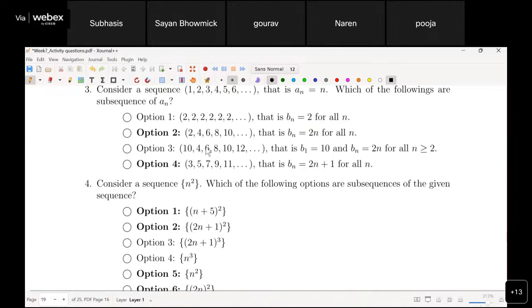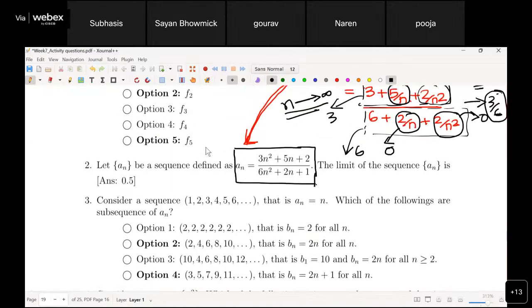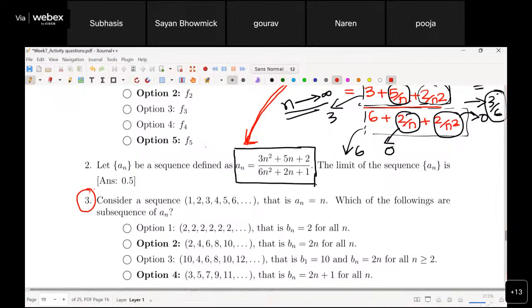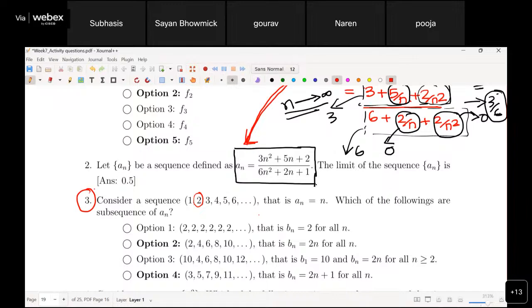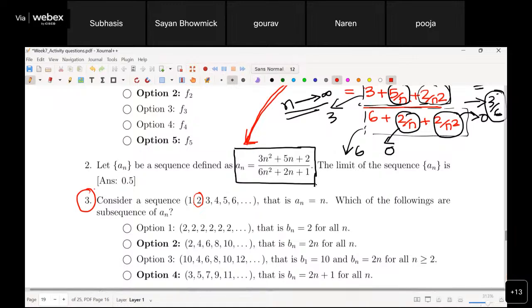Now come to question number 3. My original sequence is this one. So what about option 1? It's not a subsequence because 2 is repeated. Correct. 2 appears once in my original sequence, but in my subsequence 2 is appearing infinitely many times, which is not allowed.